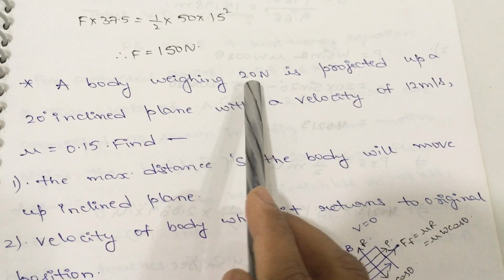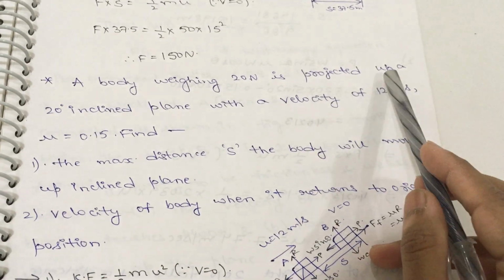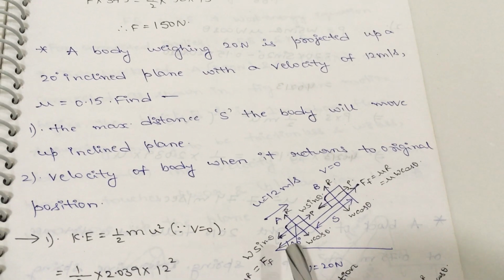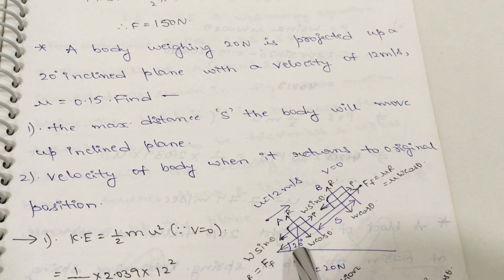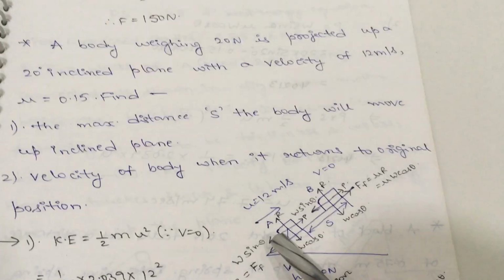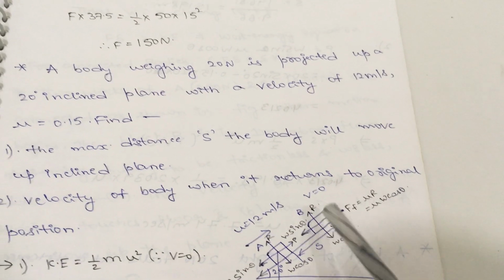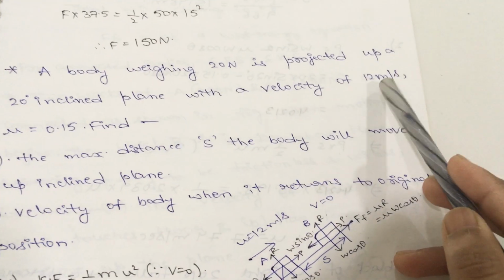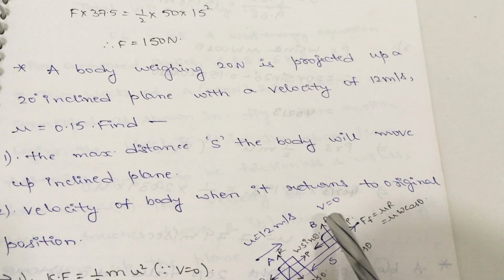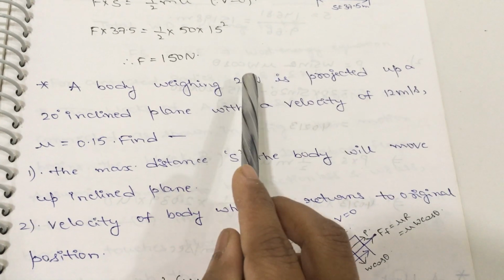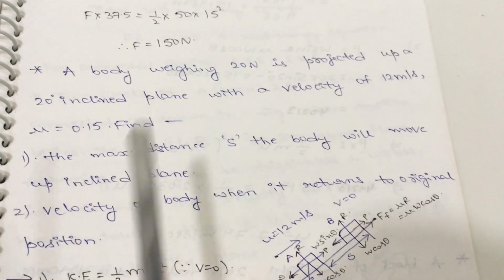Now here a body weighing 20 Newton is projected up on the inclined plane of angle 20 degrees. So here the angle value is given as 20 degrees and it is moving in the upward direction with the initial velocity 12 meter per second. After reaching the extreme position, the final velocity of that body will be 0. So here u is given as 12 meter per second, and v is equal to 0, and mu value and weight value are given. So from the weight value we can calculate the mass value.